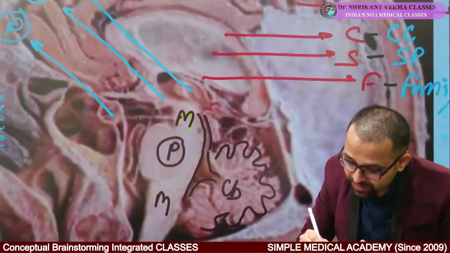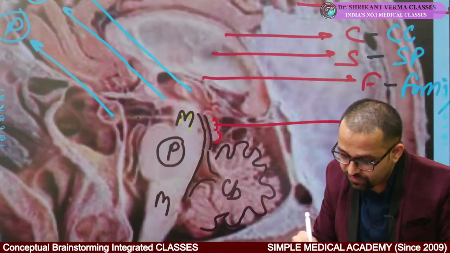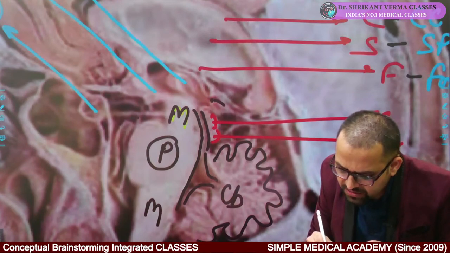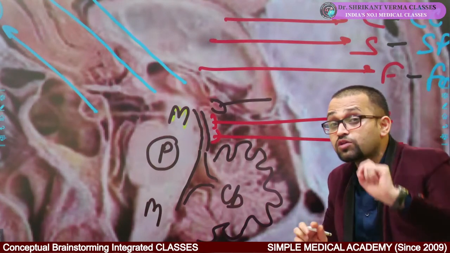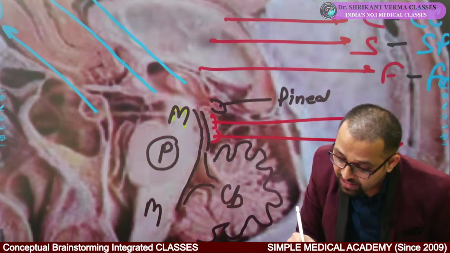See here, this midbrain is having the posterior elevation, superior colliculus, inferior elevation, inferior colliculus. And just above it, there is one mass. This is the third eye of Lord Shiva, Bhagwan Shankar ki teesri aankh. This is our pineal gland.